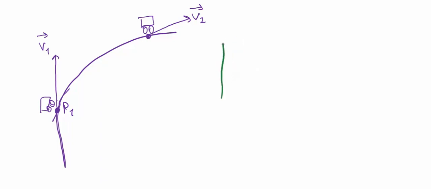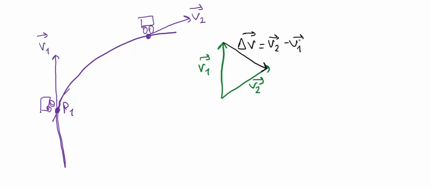Our V1 vector is like this, and our V2 vector is like this, and the change is from here to here. This is our delta V, meaning V2 minus V1. So we also have average acceleration, that is A average is delta V over delta T, and this equals V2 minus V1 over T2 minus T1.